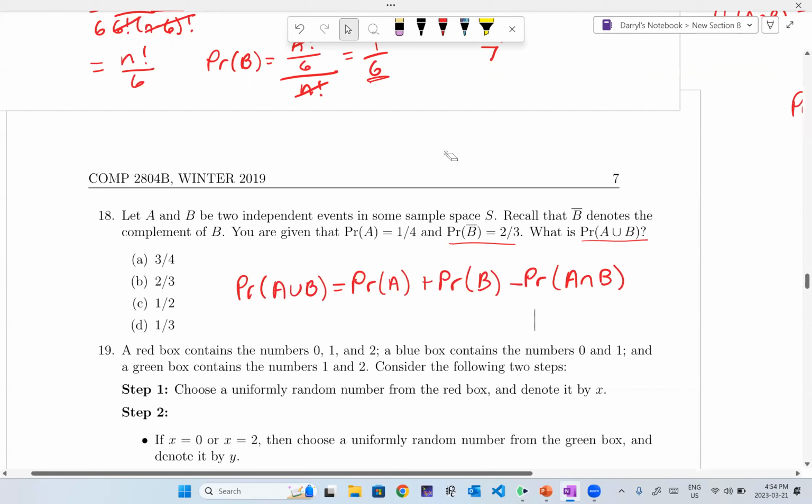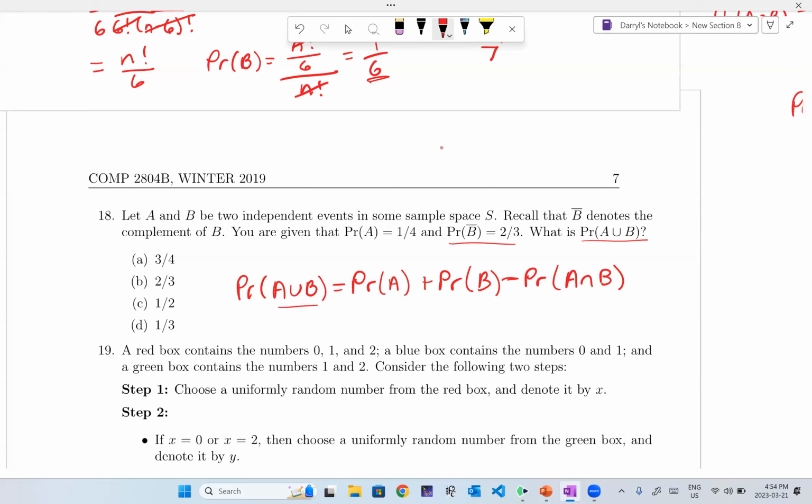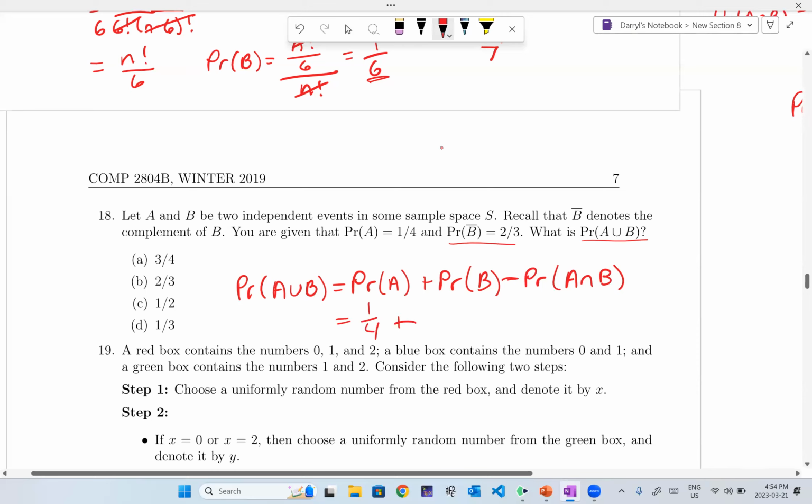So this is your one-stop shopping for your expression for union. This also gives you the sum rule, implicitly. So probability of A I know is 1/4. What's the probability of B? Yeah, so it's using the complement rule. It's 1 minus 2/3, so it's 1/3.